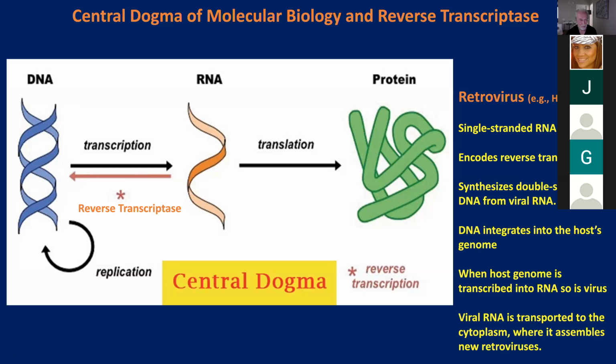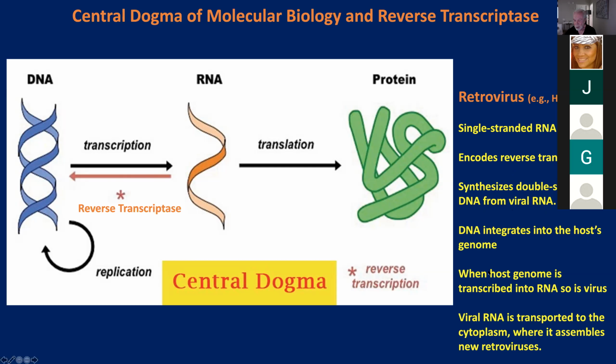retroviruses were discovered. Now, it turns out, if you look on the right here, a retrovirus, and an example of a retrovirus is HIV, which is the virus that causes AIDS. It's a single-stranded RNA genome, and part of that genome encodes this enzyme called reverse transcriptase. So what a retrovirus does is synthesize double-stranded DNA using its own viral RNA as a template, and that DNA then integrates into the host's genome.